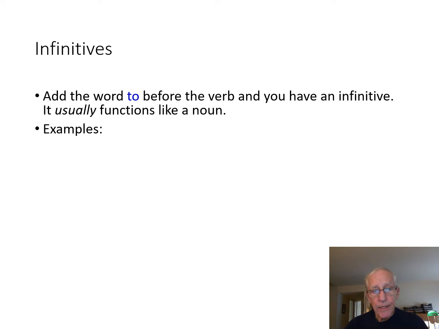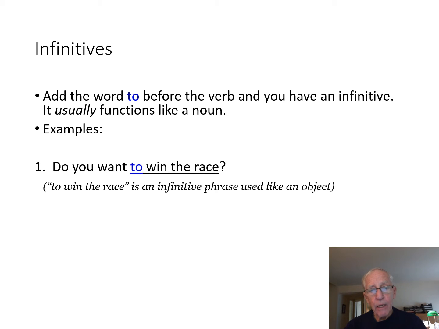Second broad category is that of infinitives. In this case, we're going to add the word to before an action verb. And it will usually function like a noun. Example number 1, do you want to win the race? And here we can see that to win the race is an infinitive phrase used as an object in the sentence. Notice the to win.